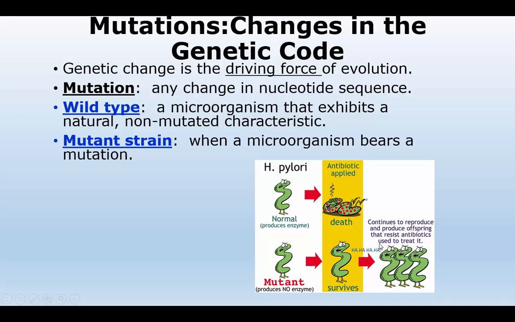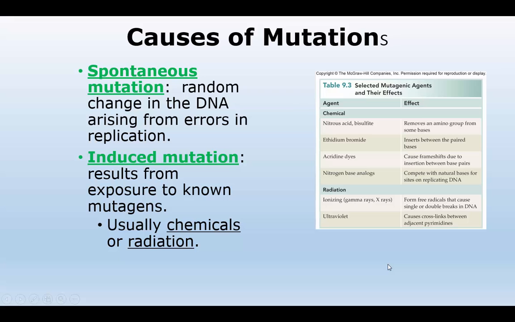Like here, it's continuing to produce offspring that resist the antibiotics used to treat it. Here, if given the antibiotic, it kills it. But here, for some reason, they're not making the enzyme that's needed for the antibiotic to work. Spontaneous mutation is just a random change in their DNA because of errors in replication. And induced mutation is because they are exposed to mutagens, which are usually chemicals or radiation.